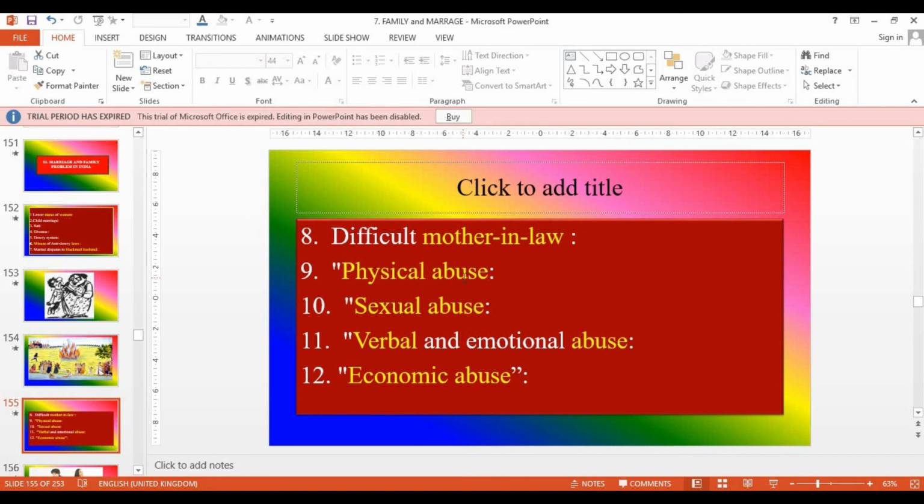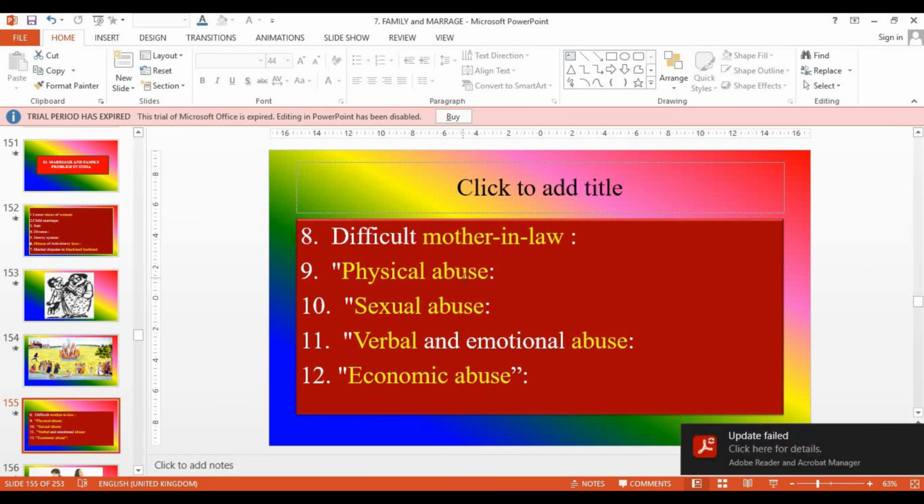Ninth, physical abuse. Example, wife beaten due to an alcoholic husband or drug addict, etc. 10th one, sexual abuse. Sexual abuse means misuse of sex, or sexual ill health. In other words, sexual immorality in the families, which creates major problems in the families.